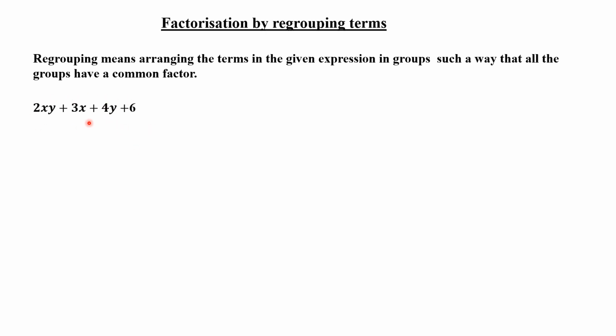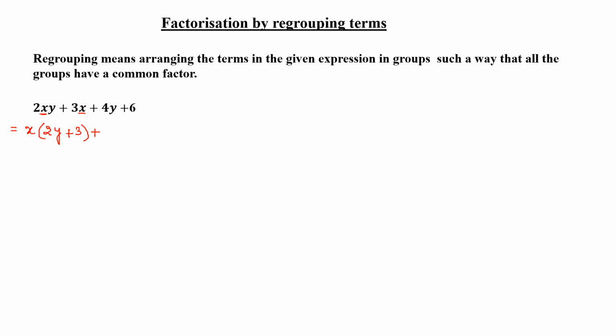So if I'm making 2 groups here, I am able to get the common factor. So what I will do, I'm going to write it as, I will take x common. From here, if I take x common, I will be left with 2y. And from here, if I take x common, I am left with only 3.